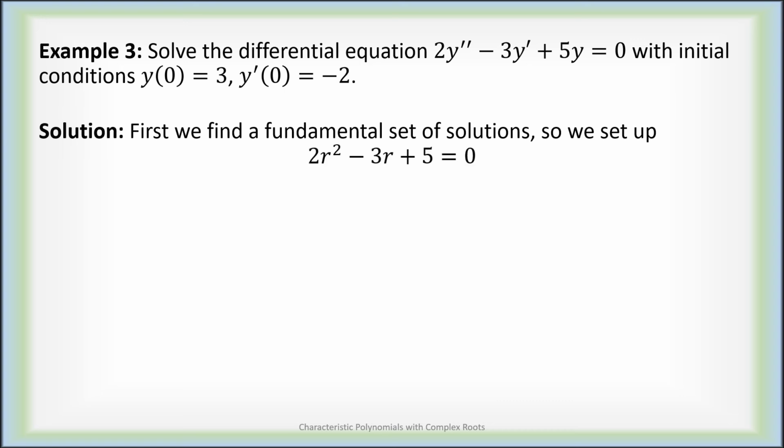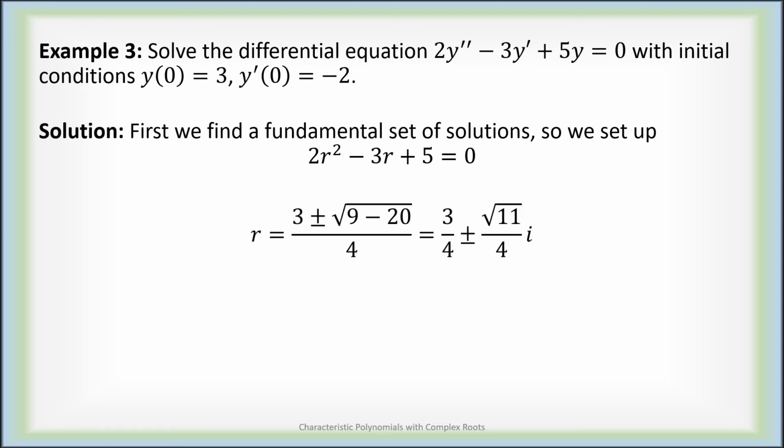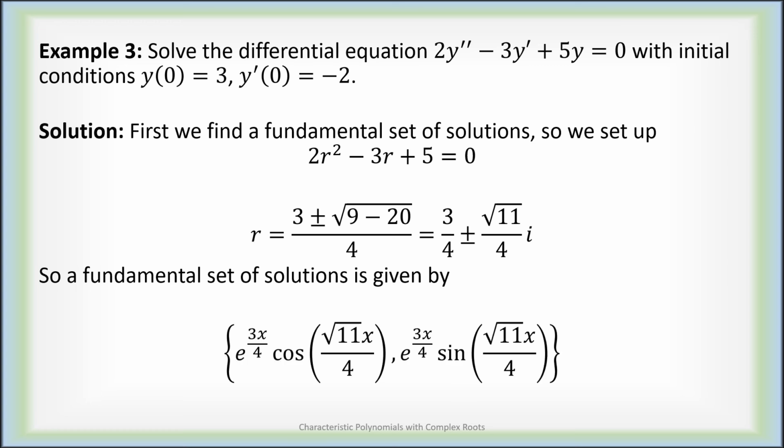So we set up the characteristic polynomial, 2r squared minus 3r plus 5. We set it equal to 0. We find the roots. The quadratic formula will give us two complex conjugate roots, 3/4 plus or minus root 11 over 4 times i. So using lambda is 3/4 and omega is root 11 over 4, we get a fundamental set given by e to the 3/4 x times the cosine of root 11 over 4 times x, and e to the 3/4 x times the sine of root 11 over 4 times x. So here's our fundamental set.